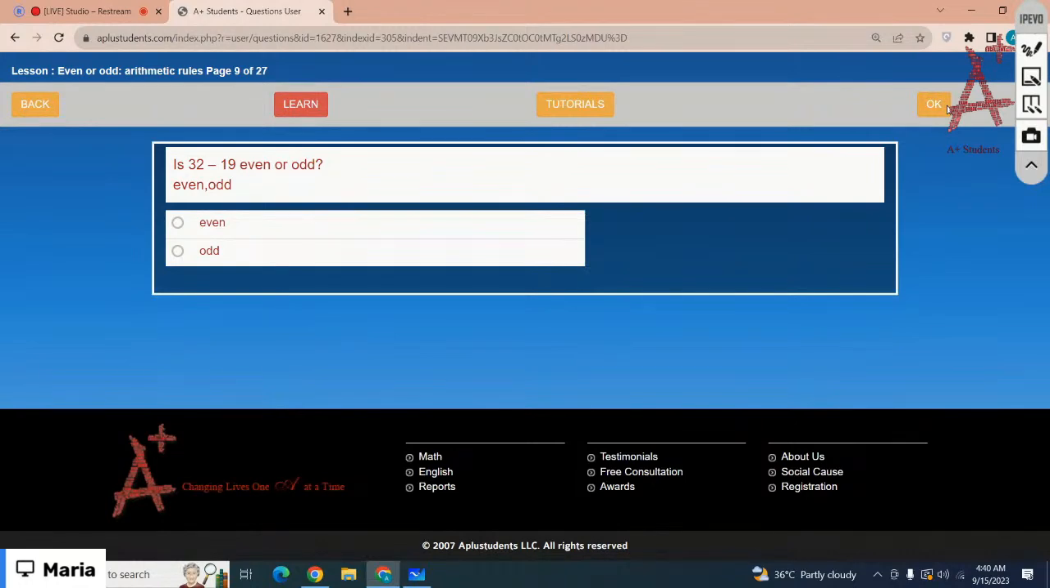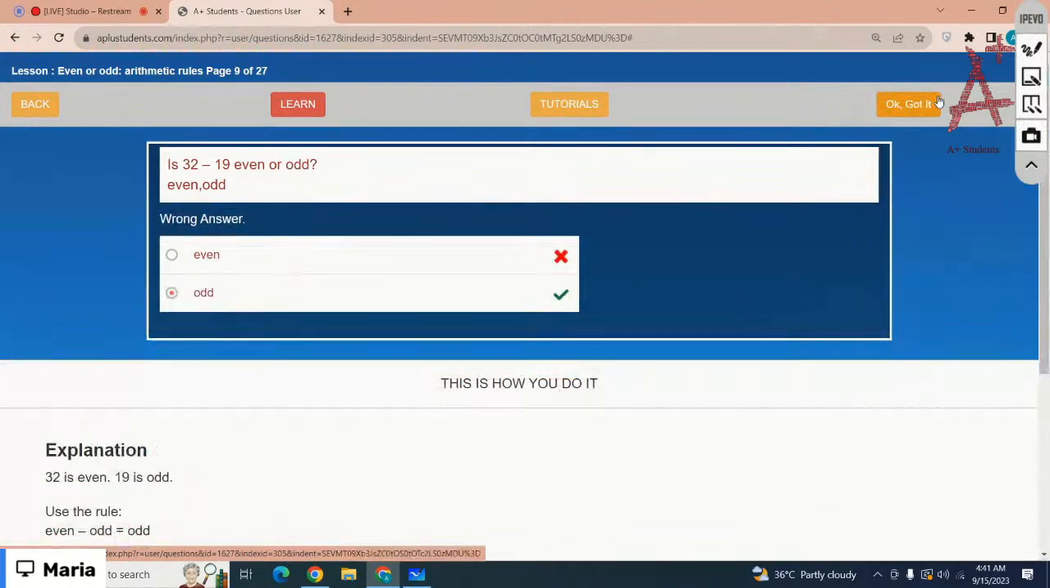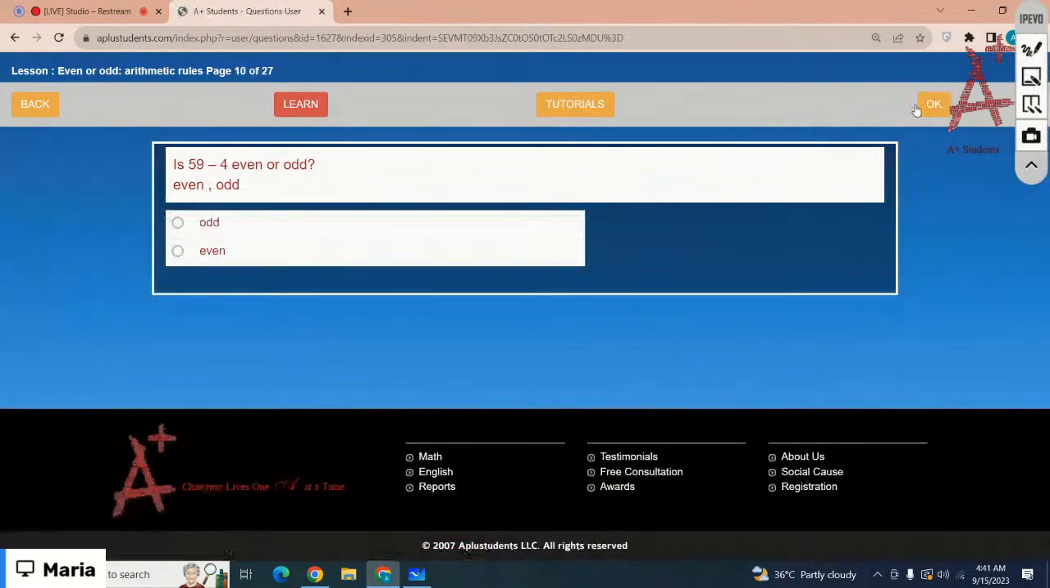Is 32 minus 19 even or odd? It would be even. The correct option is even. Odd? Oh, you're subtracting an even and an odd number, right? So it must be odd.